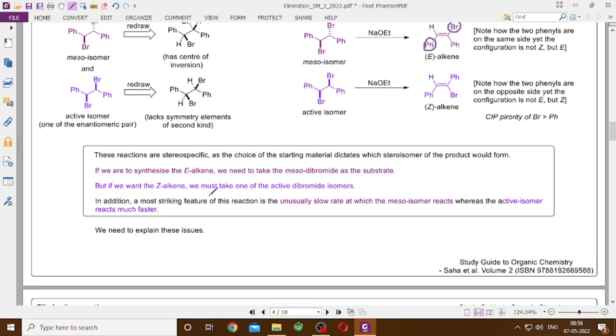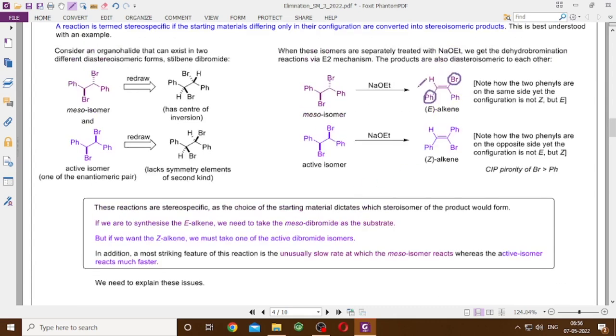And secondly, the most striking feature of this reaction is that the meso isomer reacts at a very slow rate compared to the active isomer. So we have to explain that. Why can we not access E alkene from the active isomer, why does it have to be the meso isomer from which the E alkene is generated? On the other hand, why can the Z alkene not form from the meso isomer? Why does it always have to be the active isomer which will lead to the Z alkene?